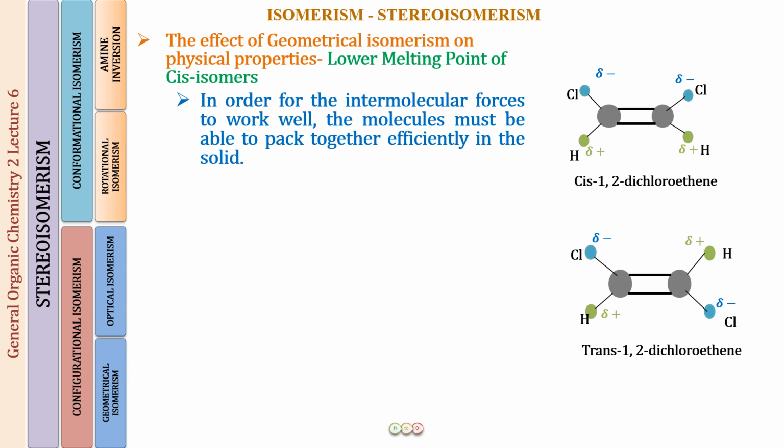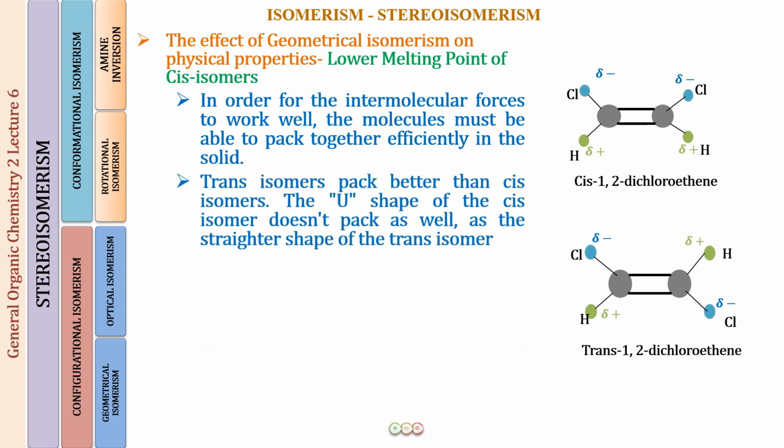Okay, that is clear. Now what you can see is that the cis isomers are not as good in packing as the trans isomers, because the trans is a symmetrical structure. This is somewhat of a straight shape, whereas this is of a U sort of shape. So essentially, this is an unsymmetrical structure and this is a symmetrical structure. A symmetrical structure gets packed better than an unsymmetrical structure. Okay, this is one thing.